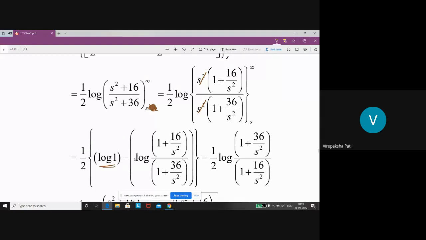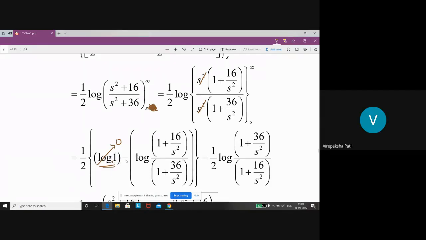Minus, this is another way of simplifying. Minus log, wherever s is there, you have to put s is equal to s only. So these terms remain as they are, that is 1 plus 16 divided by s square, whole divided by 1 plus 36 divided by s square. Now what is the value of log 1? Log 1 value will become 0. Log 1 to the base e means it is 0.